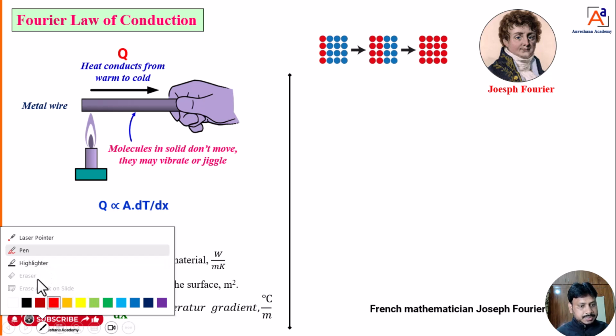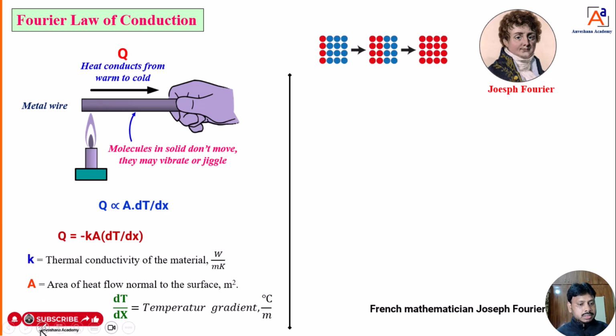The rate of heat transfer is directly proportional to its cross-sectional area, which is perpendicular to the direction of heat flow, and its temperature gradient. Then that proportional limit is removed with the help of a constant. That constant is K, where K is thermal conductivity. So what he has done is written his statement in terms of an equation, that is capital Q is equal to minus K into dT by dx.